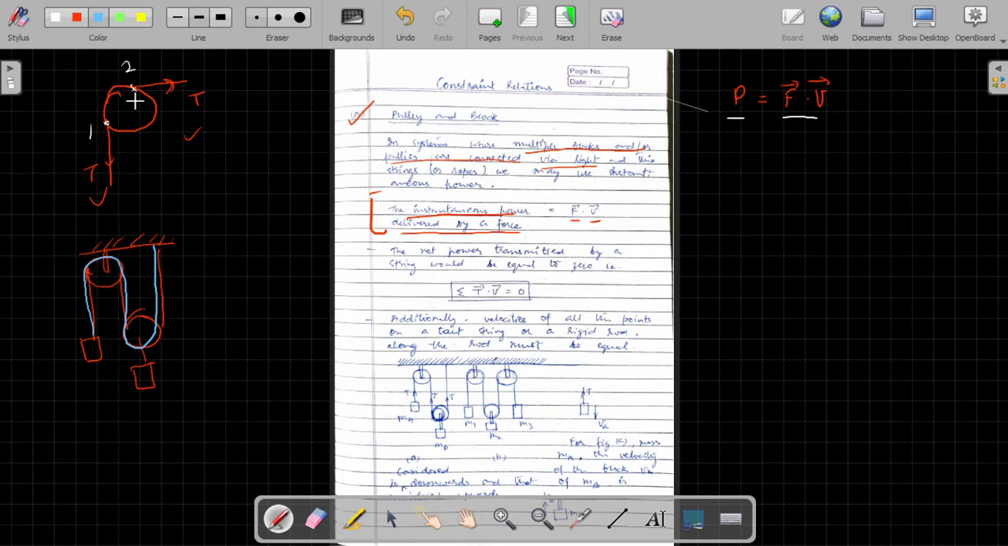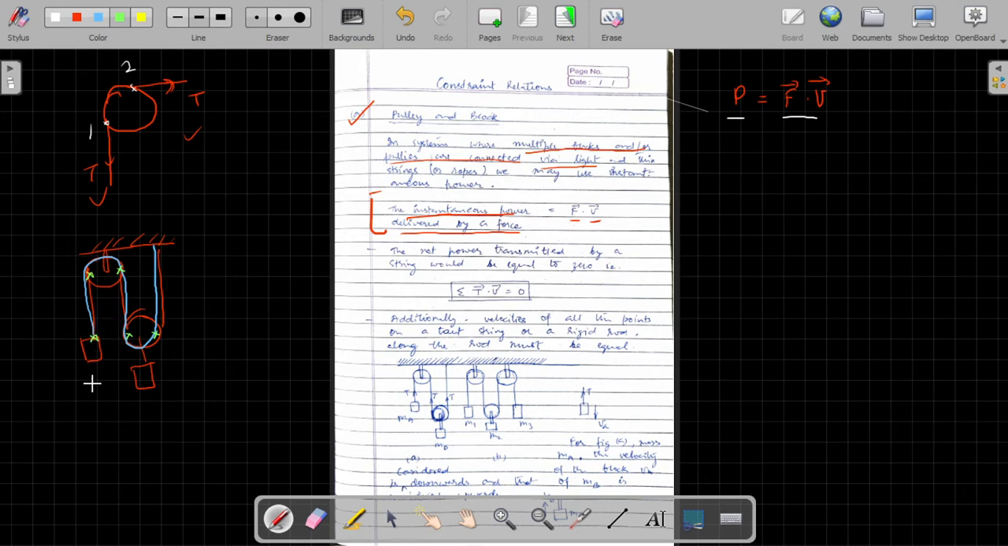So the pulley is in contact with the string here. It is in contact with the string here. It is in contact with the string here. It is in contact with the string here. So we can argue, okay, what are the other contact points?